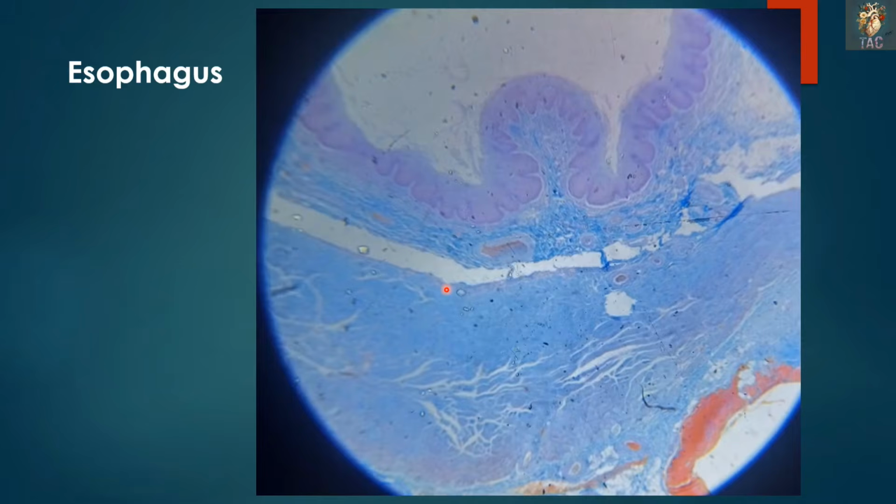Another slide, here you can see this is the esophagus. So you have to identify the esophagus. First you should know that this one is the epithelium. Then beneath the epithelium you can see the connective tissue. Another important point is that this empty space is actually an artifact, which is formed during the process of slide preparation.